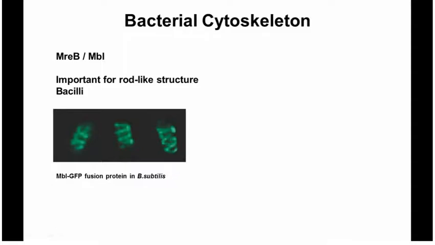So if you knock out MreB from the genome of these bacteria, then they become spherical. So the presence of MreB and MBL is what gives you the form of bacilli. Okay? So this is the difference between cocci and bacilli. Bacilli have got MreB or MBL.